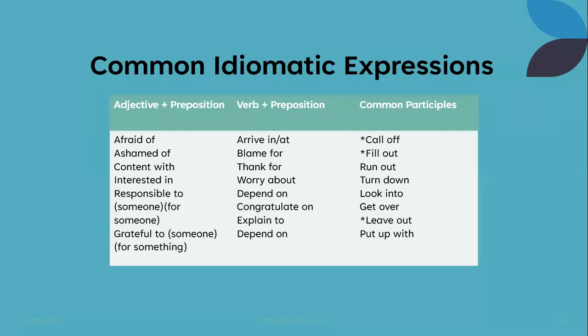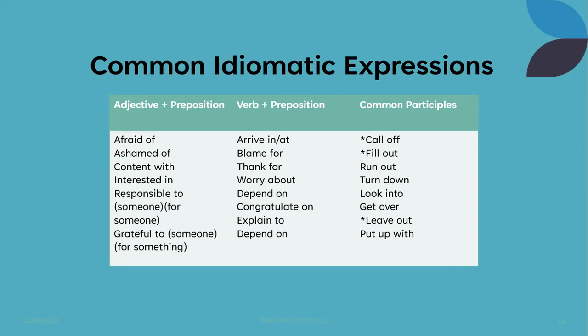And so we move on to common idiomatic expressions. So we have adjective plus preposition, verb plus preposition, and common participles. So a little note on common participles. These are expressions with meanings that are different from the meaning of the verb it contains itself. If a two-word verb has a direct object, the preposition may be either separable, I filled the form out, or inseparable, I got over the stock.